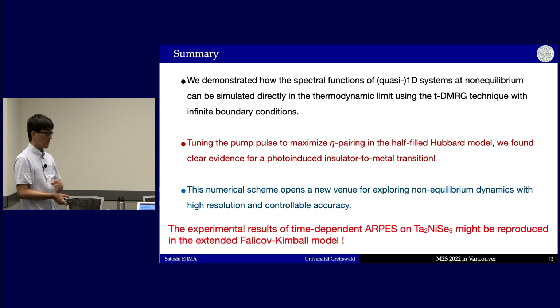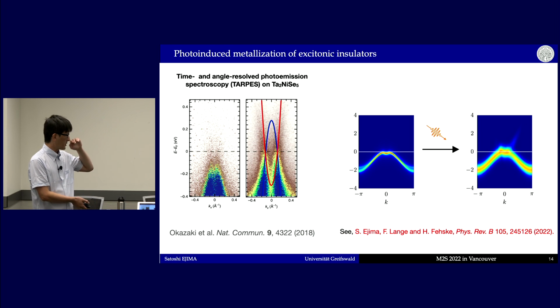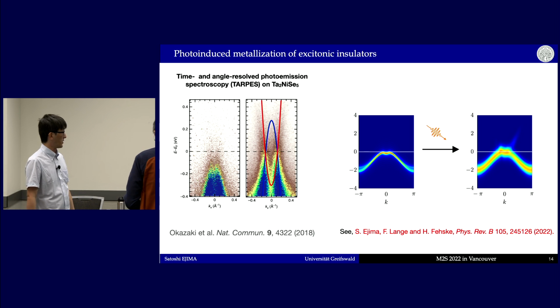So let me summarize. I have demonstrated that non-equilibrium dynamics can be calculated by iTEBD with infinite boundary conditions, and by tuning the pump pulse to maximize eta pairing, we found clear evidence for photo-induced insulator to metal transitions. And since this method is very general, we can apply it to any quasi-one-dimensional systems with translational invariance. And we have also applied this technique to the extended Falicov-Kimball model.